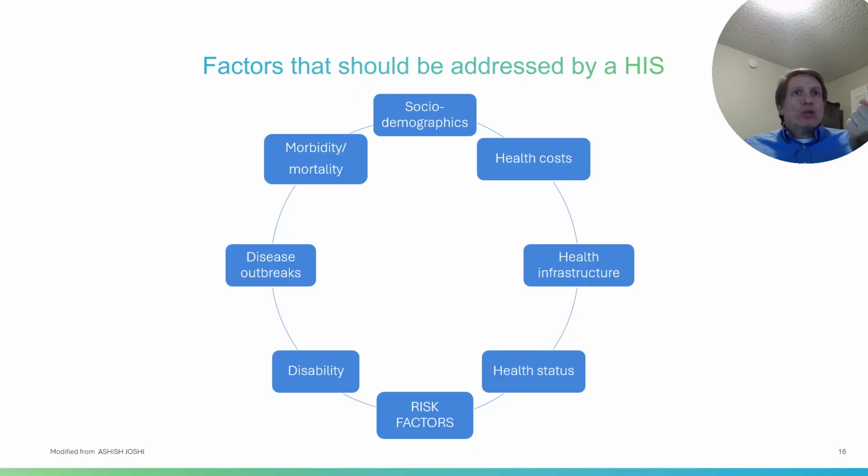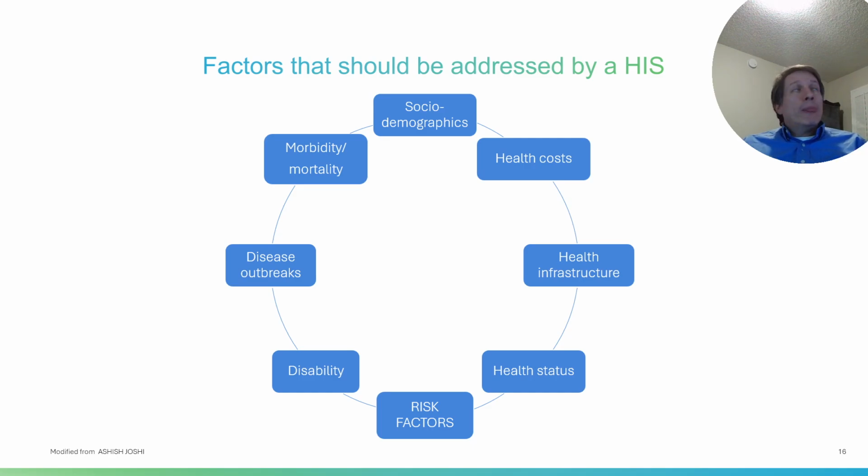Then we need to have sociodemographics, to know who the individuals are, and health costs: what is the best alternative, and how can we optimize the services and reduce costs. What is the health infrastructure that is available, and what is the closest place where I can go to obtain services? What is the health status of the individuals, the communities, and the society? What are the risk factors that we are exposed to? And we can do that in real time.